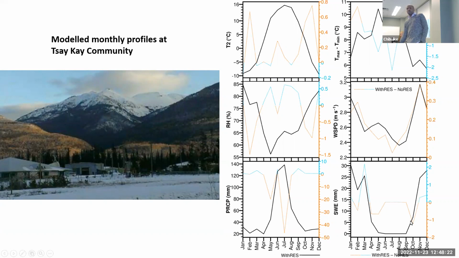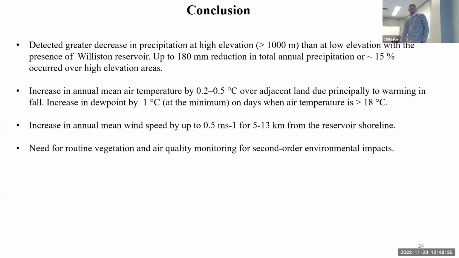Mostly for the fall and also summer. That's especially if we are considering the effect of the topographic ascent that no longer happens. So in conclusion, I detected a greater decrease in precipitation at high elevation, that's east of the reservoir, than at low elevation, up to a 180 meter reduction. In total precipitation, a 15% decrease occurred over high elevation areas. There was also an increase in annual mean temperature by 0.2 to 0.5 degrees.